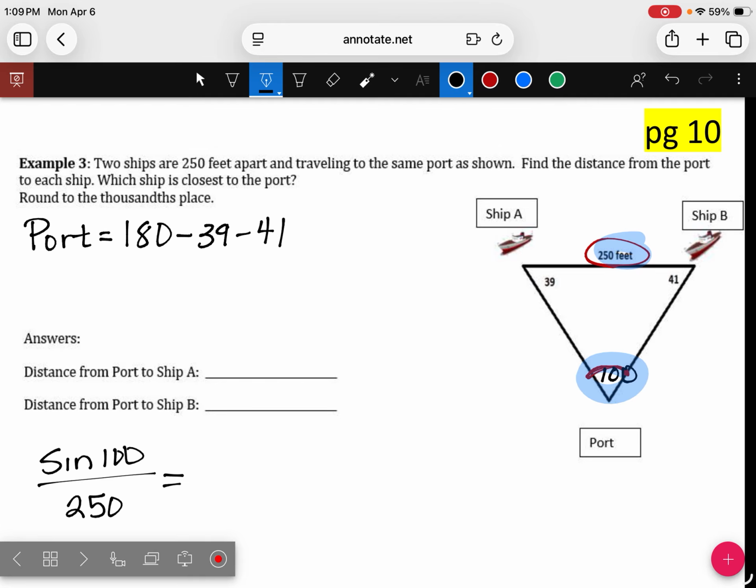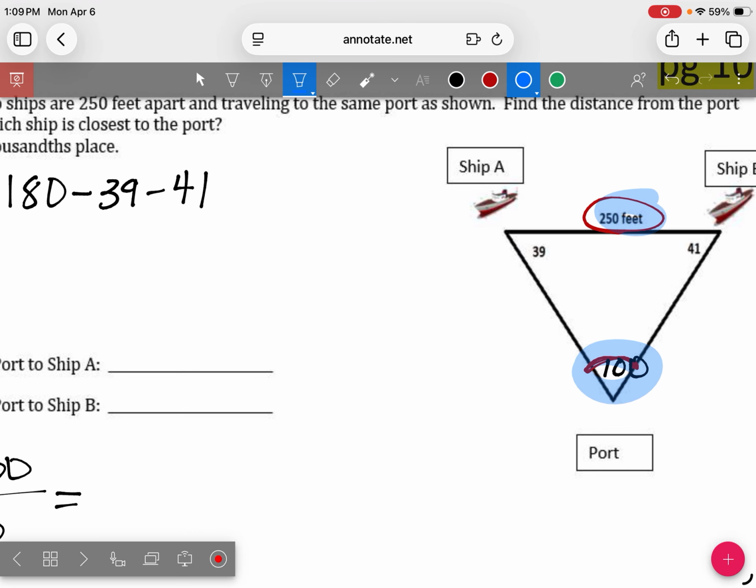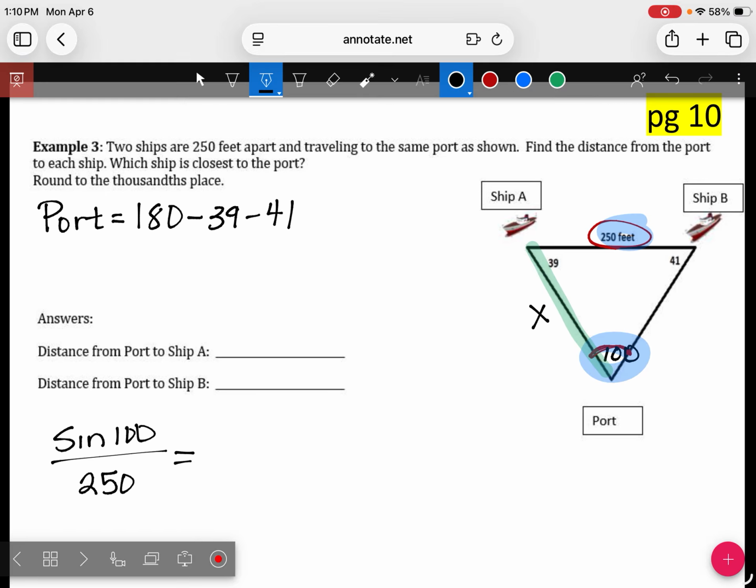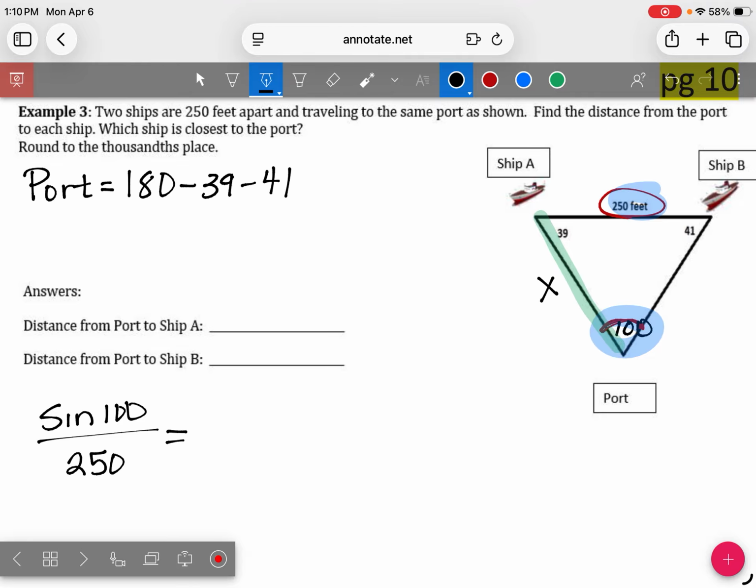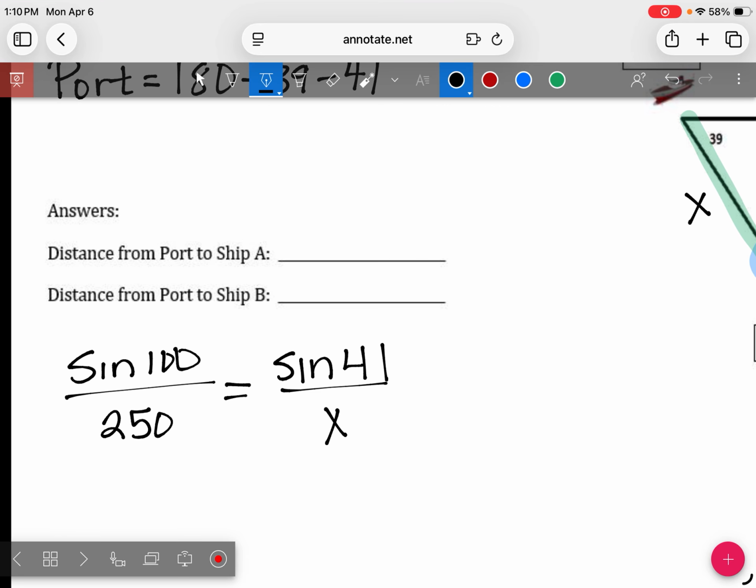And that equals, now if I'm trying to find this distance right here, I'm going to call this side x. And that represents the distance from ship A to the port. So let's go ahead and find the distance from ship A to the port. To find x, what am I putting on top? What's the angle opposite of x? Would it be sine of 39 or the sine of 41? 41. Let's go ahead and solve that. This is ship A distance.